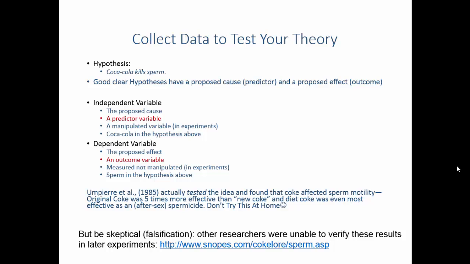So believe it or not, Ampere et al. back in 1985 actually tested this hypothesis, tested the idea, and what they found was that Coke was an effective spermicide, that it affected sperm motility. Original Coke was 5 times more effective than New Coke, and Diet Coke was actually most effective as an after-sex spermicide. Again, I'm absolutely not advocating this. Don't try this at home.